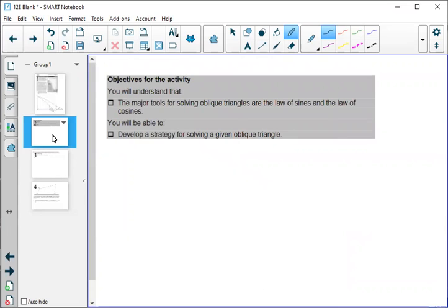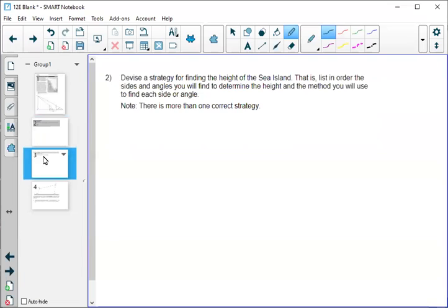Objectives for the activity. You will understand the major tools for solving oblique triangles are the law of sines and the law of cosines. You will be able to develop a strategy for solving a given oblique triangle. Next screen, 2. It says devise a strategy for finding the height of the sea island. That is, list in order the sides and angles you will find to determine the height and the method you will use to find each side or angle. Note, there's more than one correct strategy.